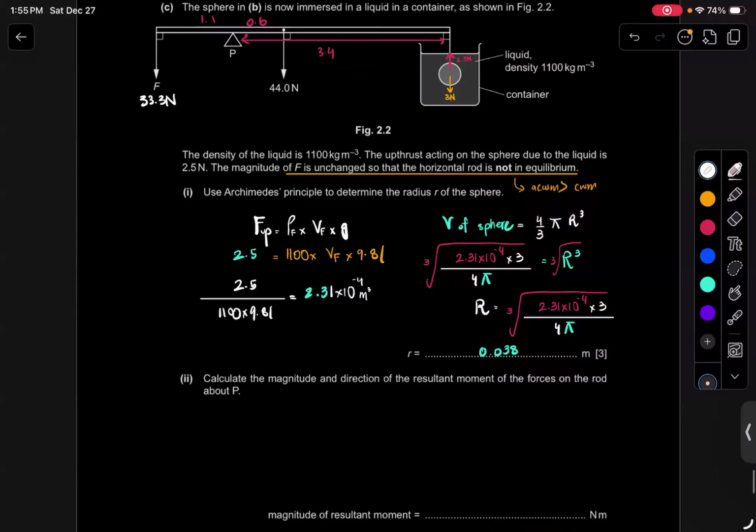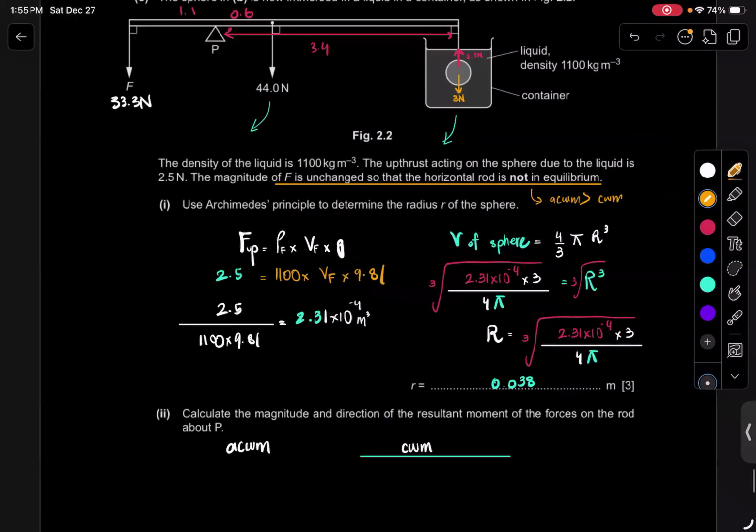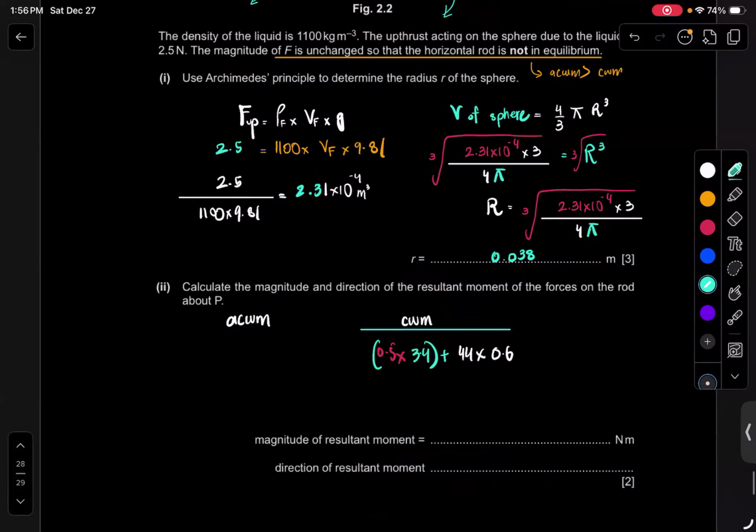So all you had to do was find out the anti-clockwise moments and the clockwise moments. Right? So what are the clockwise moments? The clockwise moments are the weight of the sphere, the effective weight of the sphere. Effective weight is now different. Why? Because initially it was 3 newtons, but now there's an upward force of 2.5 newtons as well, right? So effective weight is only 0.5, multiplied by 3.4, plus the other term, and I got the resultant moment as 8.2 newtons, and then that's in the anti-clockwise direction.